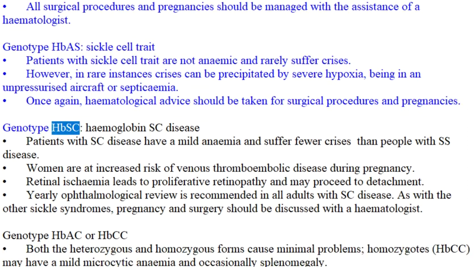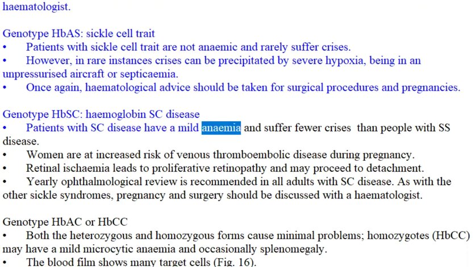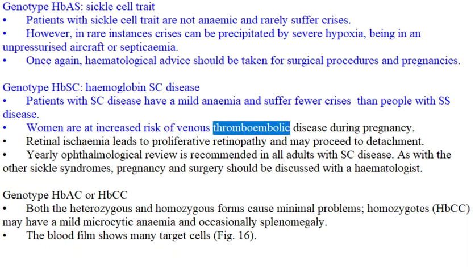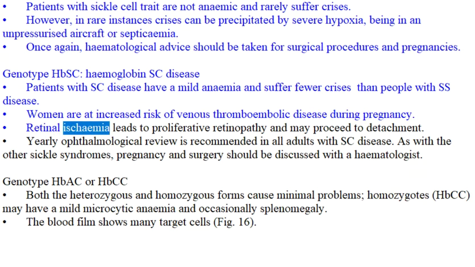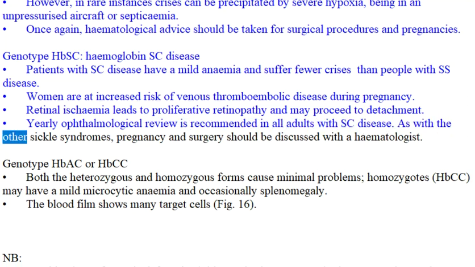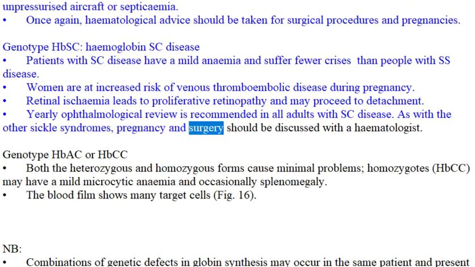Genotype HbSC, hemoglobin SC disease. Patients with SC disease have a mild anemia and suffer fewer crises than people with SS disease. Women are at increased risk of venous thromboembolic disease during pregnancy. Retinal ischemia leads to proliferative retinopathy and may proceed to detachment. Yearly ophthalmological review is recommended in all adults with SC disease. As with the other sickle syndromes, pregnancy and surgery should be discussed with a hematologist.